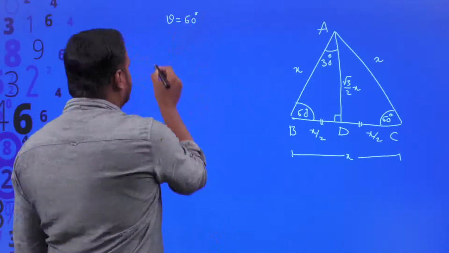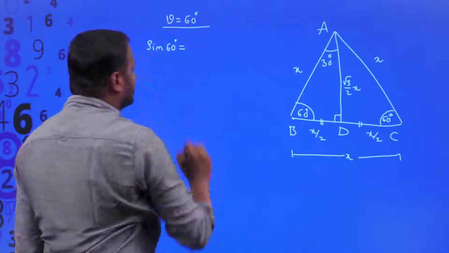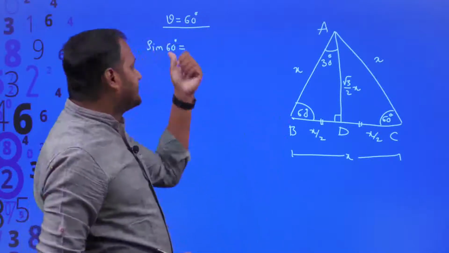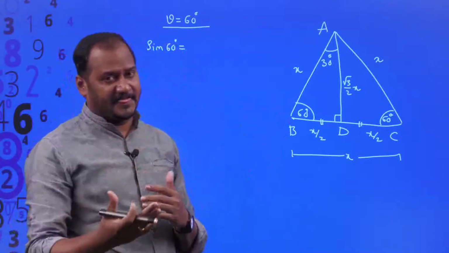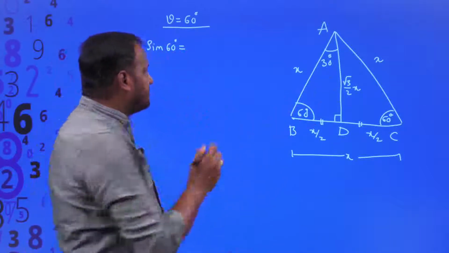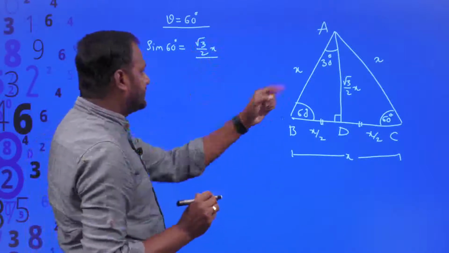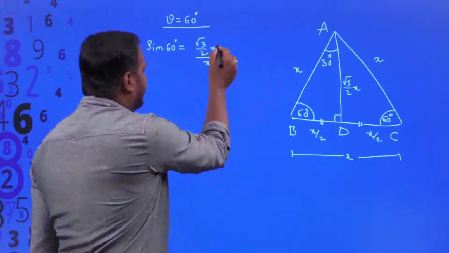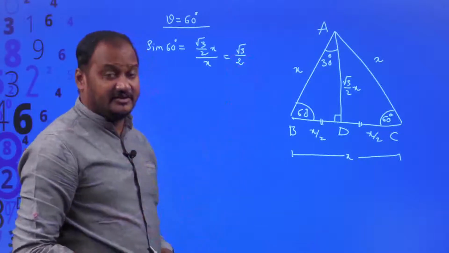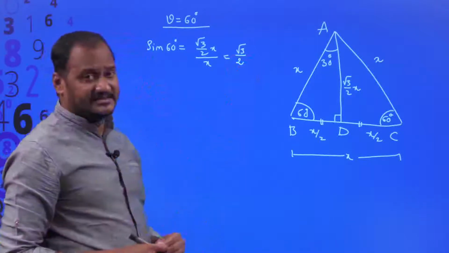Coming to the first trigonometric ratio, that is sine. So sine 60 degrees is equal to, now according to this angle with respect to 60 degrees, what is the definition of sine theta? Side opposite to theta by hypotenuse. Sine 60 is equal to side opposite to 60, that is root 3 divided by 2 x, divided by hypotenuse. Hypotenuse is equal to x. So here x and x get cancelled, then you get root 3 divided by 2. That root 3 divided by 2 is the standard and fixed value of sine 60 degrees.